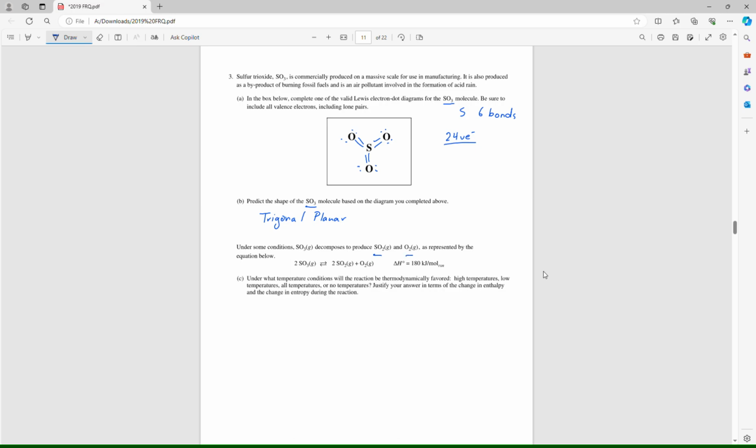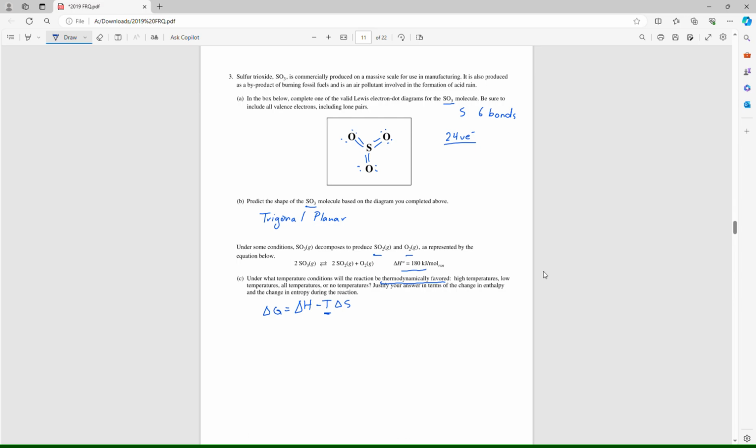Okay, under some conditions, SO3 decomposes to produce SO2 and O2. This is the reaction. It's endothermic. Under what temperature conditions will the reaction be thermodynamically favored? High temperatures, low temperatures, all temperatures, or no temperatures. If we see thermodynamically favored, we want to be thinking about delta G. Now, we're given enthalpy. We could deduce the entropy. So we're going to use delta G equals delta H minus T delta S. Another hint that we should be using this equation is it talks about temperature, and this is a temperature-dependent equation.